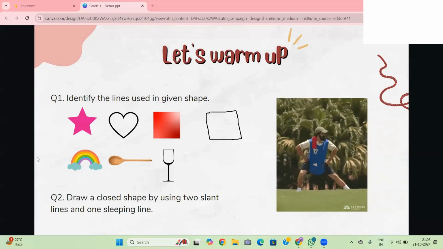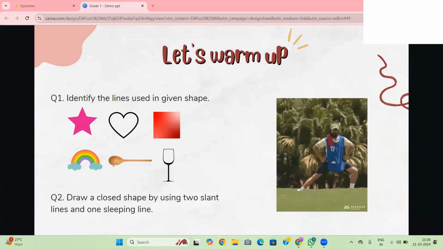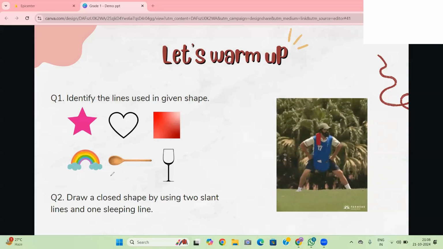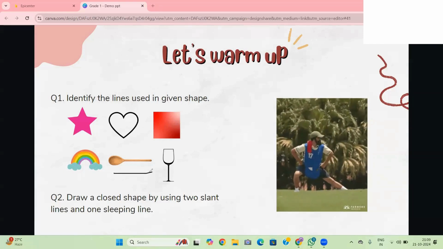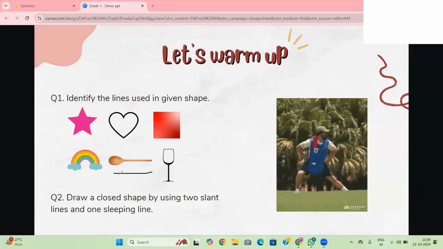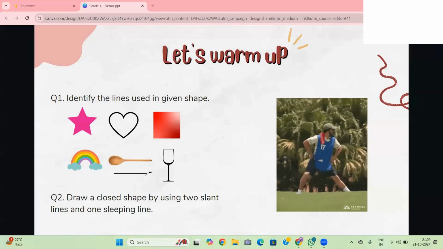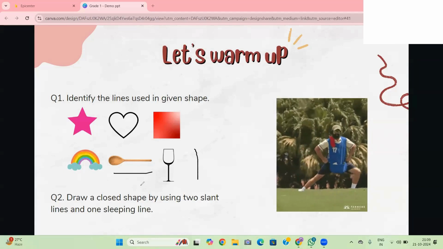Good job. And what about this rainbow? Is it straight? It's curved. You got it. Good job. And what about the spoon? Is it straight or curved? It's straight. And is it standing or sleeping? Sleeping. Good job. And what about this glass? Is it standing or sleeping in a line? Standing. Good job.